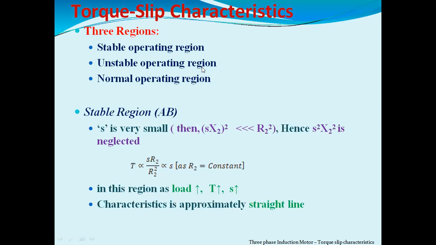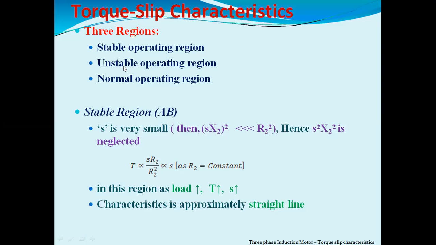We are saying the torque slip characteristics is divided into three regions. From point O to point A, the value of torque increases with the value of slip. So we call that region a stable region.